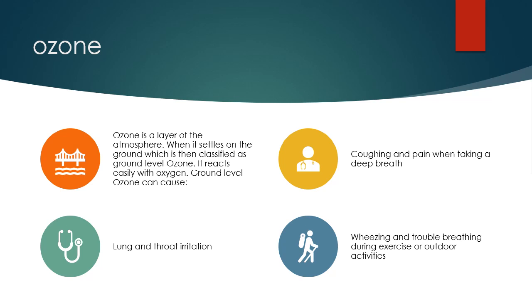One of these air contaminants is called ozone. After ozone settles on the ground, it is classified as ground level ozone, which is part of the air that we breathe. Now, ground level ozone can lead to things like lung and throat irritation, coughing and pain when taking deep breaths, and wheezing or trouble breathing when you're exercising outside.